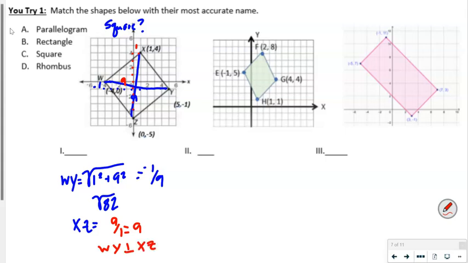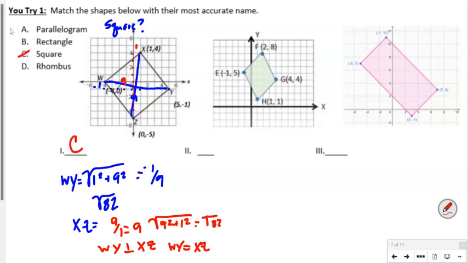Now, did you notice that they're the same numbers as we just did a second ago? So here we go. Again, we're doing 9 squared plus 1 squared, right? So that's going to, again, be the square root of 82. So that also means WY is equal to XZ. So that means this is a square. So that's my C. So that one's done.